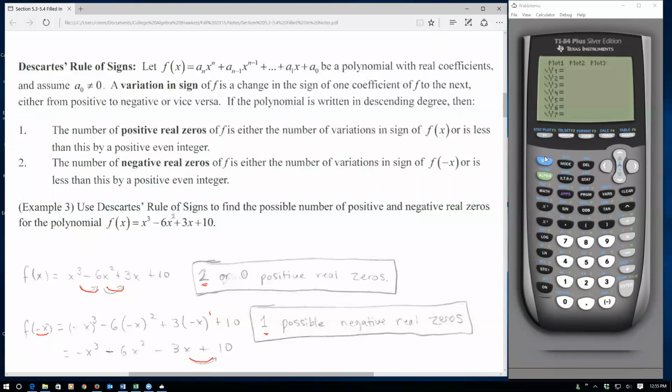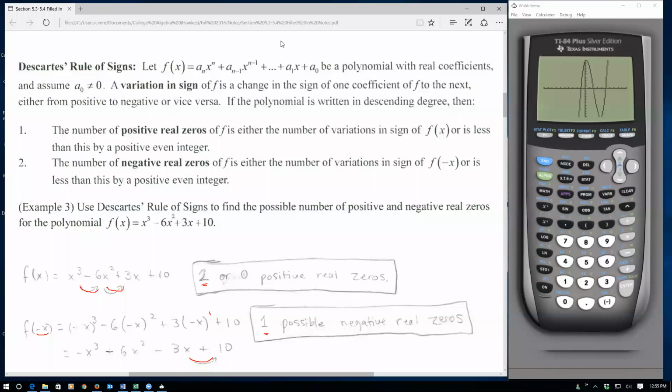Let's go ahead and graph it to see what it looks like, just to verify what's going on. So I'm going to use my calculator and do x cubed minus 6x squared, so I'm looking at the original function, plus 3x plus 10. Enter. I'm going to graph this function. And as we see, really this theorem is right.